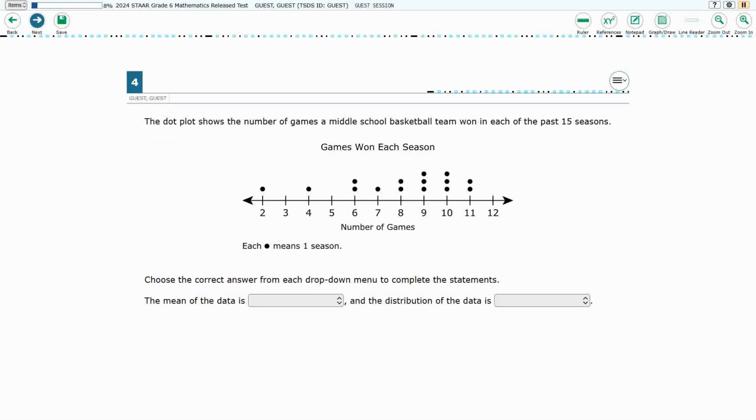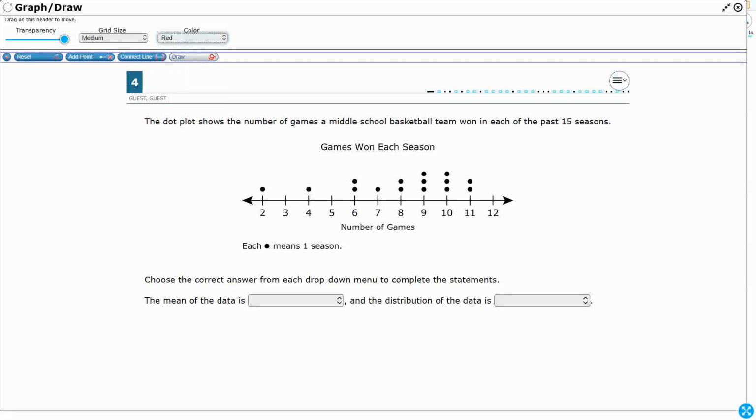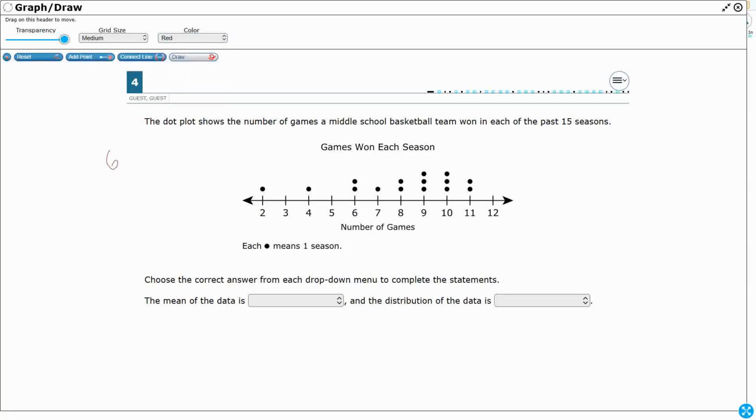For number 4, we are describing data. This is 6.12b. And we are looking at a dot plot. It shows the number of games a middle school basketball team won. And it just says the mean of the data and the distribution of the data. Okay, so the mean of the data. Mean is a measure of central tendency, but it's another way of thinking of the average. So what I need to do is add all of these up.